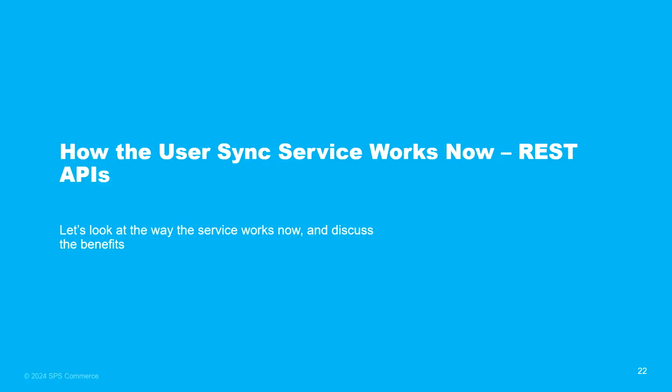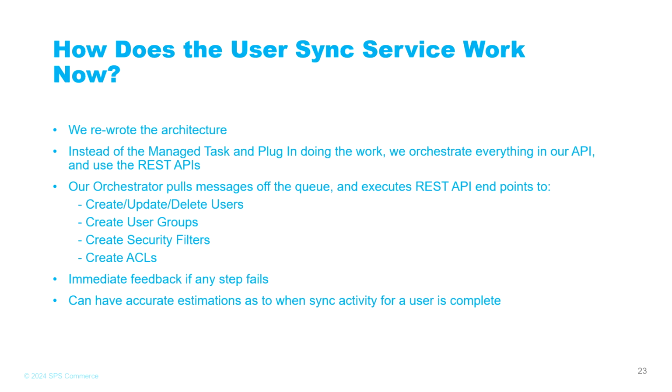So what did we do? We rewrote the architecture. Instead of using managed tasks and the plugin to do the work, we orchestrate everything in our own API and use the REST APIs to do absolutely everything. Our orchestrator pulls the messages off the message queue and executes the REST API endpoints. Create, update, delete users, create user groups, create security filters, create ACLs. We get immediate feedback if any step fails, and we know exactly where it failed and why it failed, and we can have accurate estimations as to when syncing for a user is going to be complete. So if somebody's throwing 350 users into a sync because they're syncing the entire account, we know how long that's going to take and can give feedback on that.